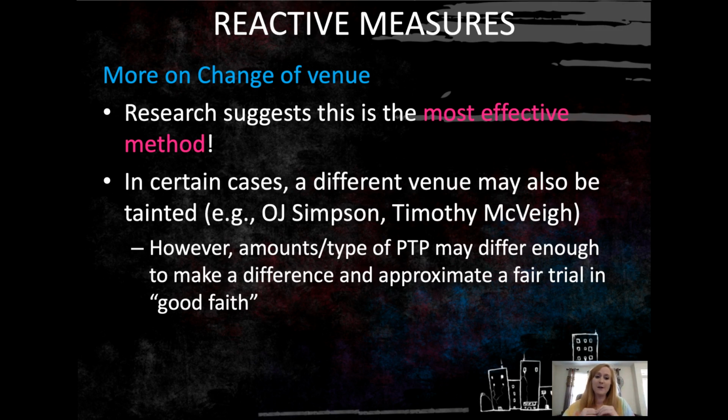Okay, so in certain cases, a different venue may also be tainted. Again, for the really high-profile celebrity cases like O.J. Simpson or Timothy McVeigh with the Oklahoma City bombing, there is not a person on the planet that didn't know about those cases at the time. So how do we possibly find a change of venue that's suitable for those cases? But again, we look for a distinction between the amounts and types of PTP that could be useful. So looking at the amounts and types of PTP may differ just enough to make a difference and approximate a fair trial in good faith, so that we have that due diligence on our side. So those are all the measures, proactive and reactive, we have to talk about.